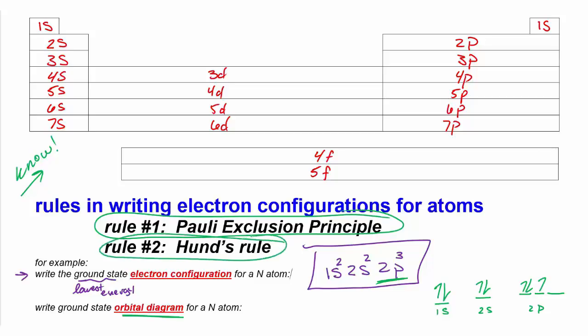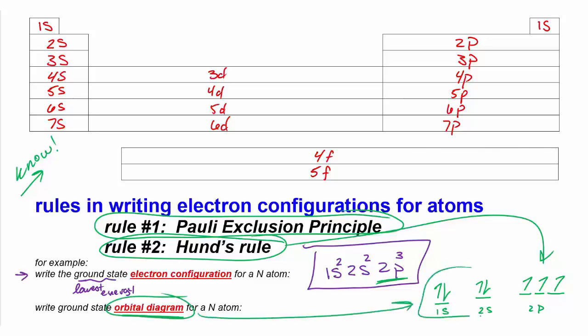Applying Hund's rule means you want to write these electrons in the lowest energy configuration. So according to Hund's rule, this is wrong. What we need to do is spread them out and all in the same direction, so all up or all down, and all in a different orbital. That's Hund's rule. That's the lowest energy possible. That's the ground state. So when I ask for an orbital diagram, it looks like this.